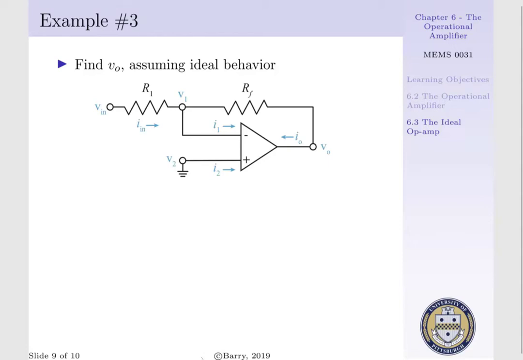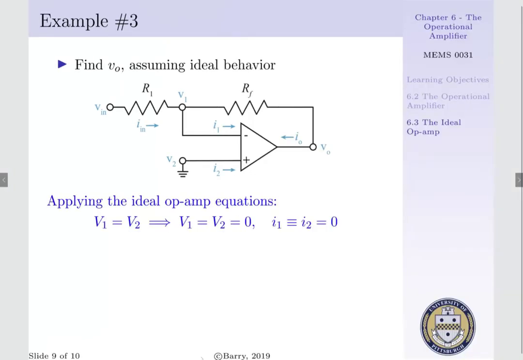In example 3, we want to find our output voltage, assuming our operational amplifier is behaving ideally. In the circuit below, we have an input terminal with a voltage Vin that's connected to R1. R1 is connected to our inverting terminal, V1, which is also connected to our output terminal, Vout, by a resistor RF, known as our follower resistor. Our non-inverting terminal is connected to ground.